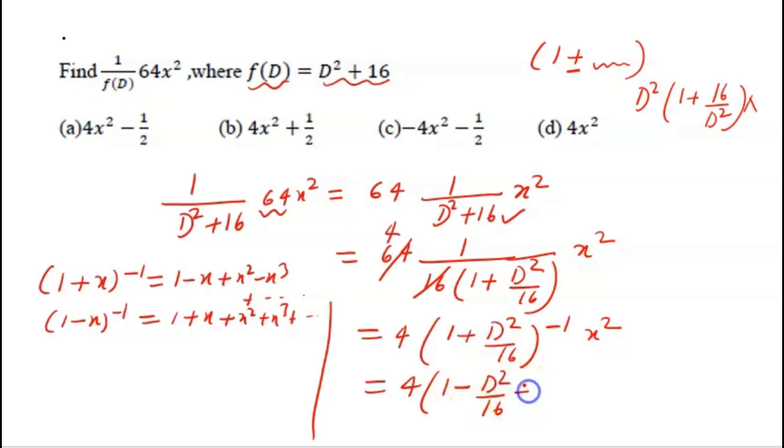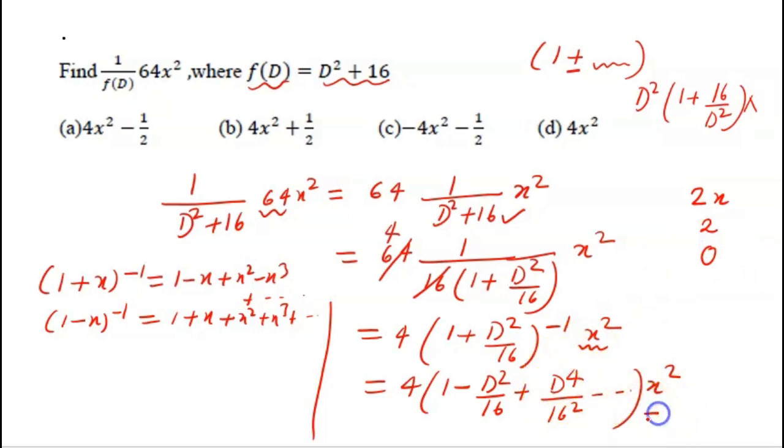Next term will be a square of this, d square by 16 square. So basically I will get d to the power 4 by 16 square. But this is not needed. Actually, this term is not needed. I have written it for your understanding, because we have a polynomial x square here. And if I differentiate x square more than twice, I will get 0, because the first derivative will give you 2x, the second derivative will give you 2, and the third derivative will become 0. So this d to the power 4 term is not needed.